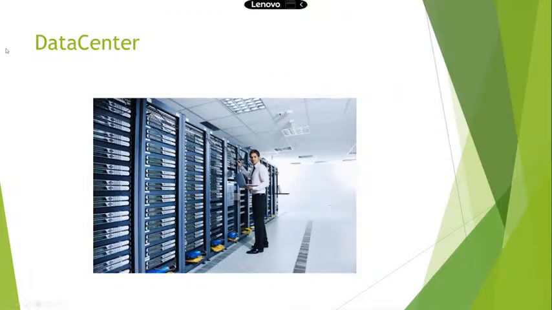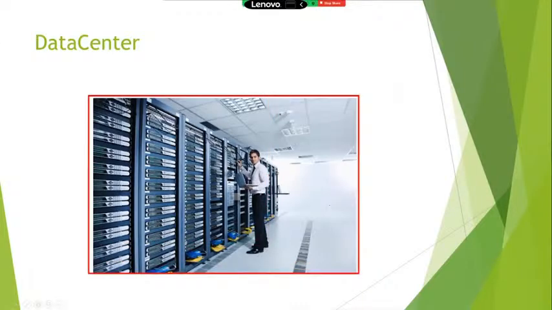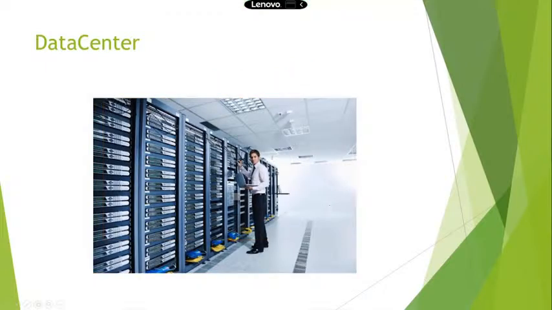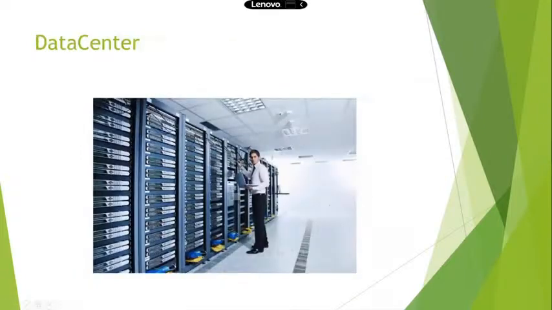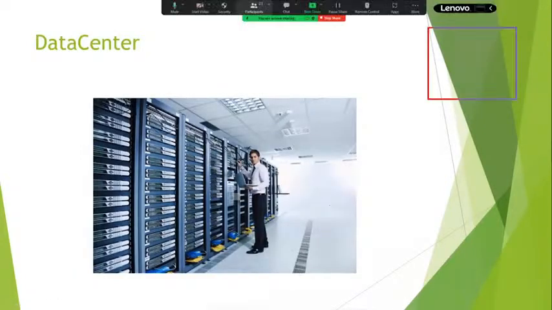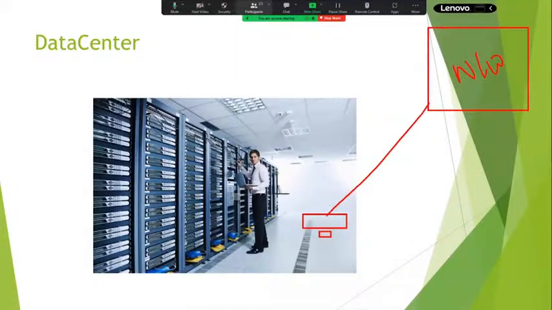So first, we have to purchase a building and design it according to data center rules, regulations and guidelines. After designing the data center, we need many things. First, we need dedicated space for housing infrastructure, the point I just explained. Next, we need high bandwidth internet. For example, my organization's data center is in New York and I am sitting in Hyderabad. To access the data, application information, or our database, we need high bandwidth internet. That is another cost.